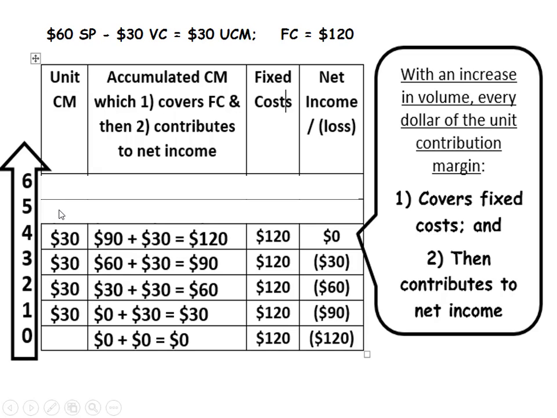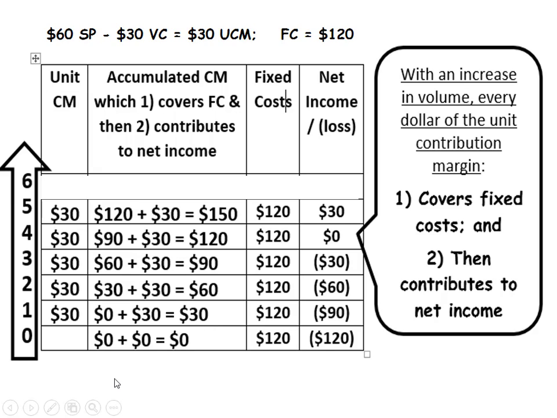Now I go on to a volume of 5 units. So my unit contribution margin is still going to be $30 for that unit. So I take my previous accumulated contribution margin of $120, add $30 to it, and now I have $150 of accumulated contribution margin compared to my fixed cost of $120. And now you can see that not only have I covered my fixed cost, but now because I've covered my fixed costs, my contribution margin is contributing to net income.